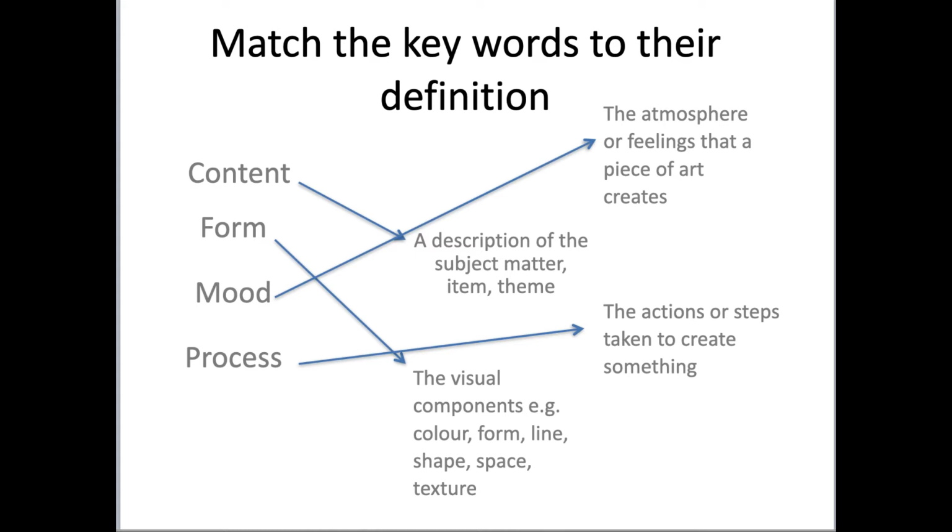The mood, that's the atmosphere or feelings that a piece of artwork creates. So if you think about surrealism and the surrealist feeling that gives the viewer when they look at the piece of artwork. And then finally, process. So that's the actions or steps taken to create something. So if you think about the steps that are taken to create a large marble sculpture, that would mean the different types of tools that the artist is using when creating the work.